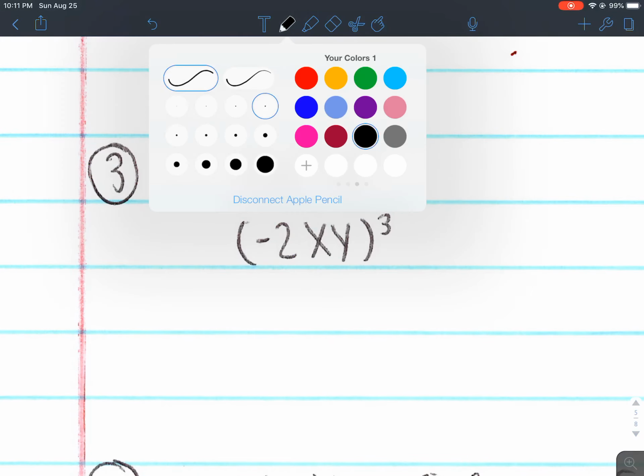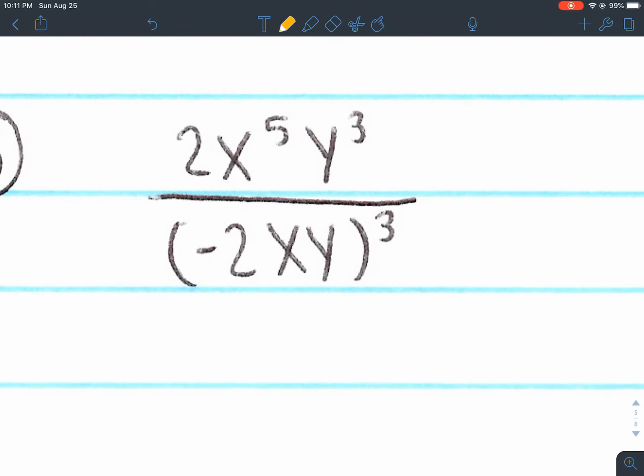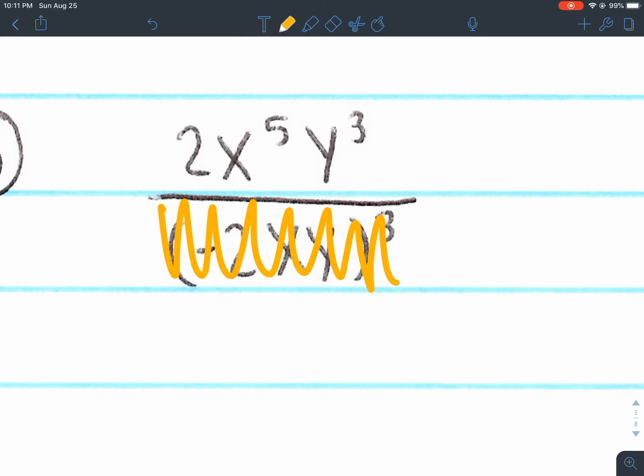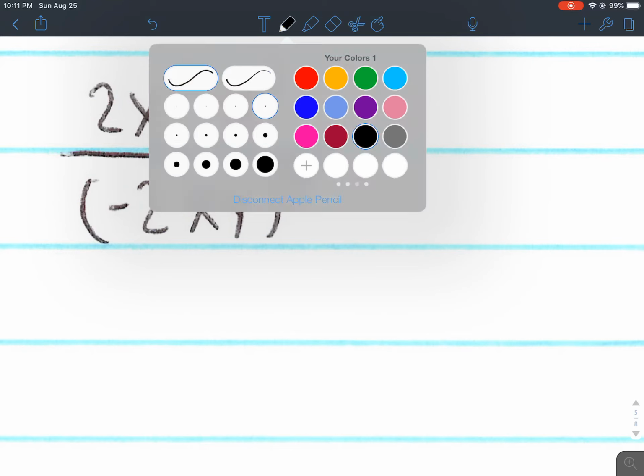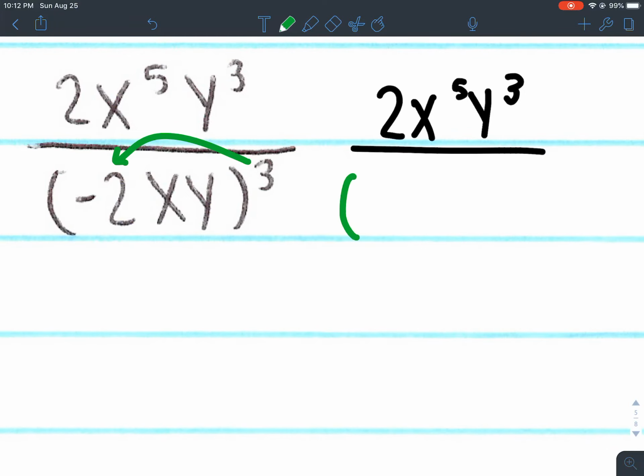2 times x to the 5th y cubed divided by -2xy to the 3rd power. Just like earlier, I'm going to split this up into 2 parts. And I notice that my numerator can't be simplified because I only have one of every base. So that's going to stay the same, 2x to the 5th y cubed. But the denominator I can actually simplify by distributing this exponent. So I have -2 to the 3rd power. And yes, I'm going to put that in parentheses because that base is negative. Then I have x to the 3rd, and then y to the 3rd.